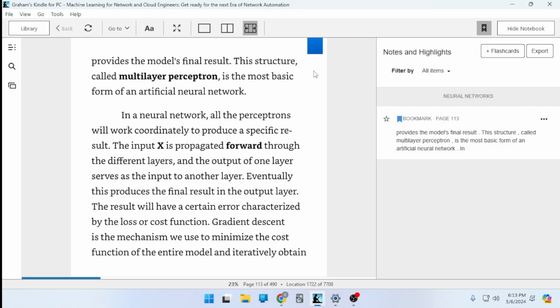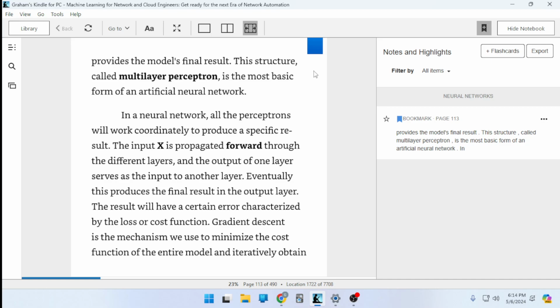We learned about the multi-layer perceptron in the last video, the most basic form of an artificial neural network. So moving on. In a neural network, all the perceptrons will work coordinately to produce a specific result. The input X is propagated forward through the different layers, and the output of one layer serves as the input to another layer. Eventually, this produces the final result in the output layer.